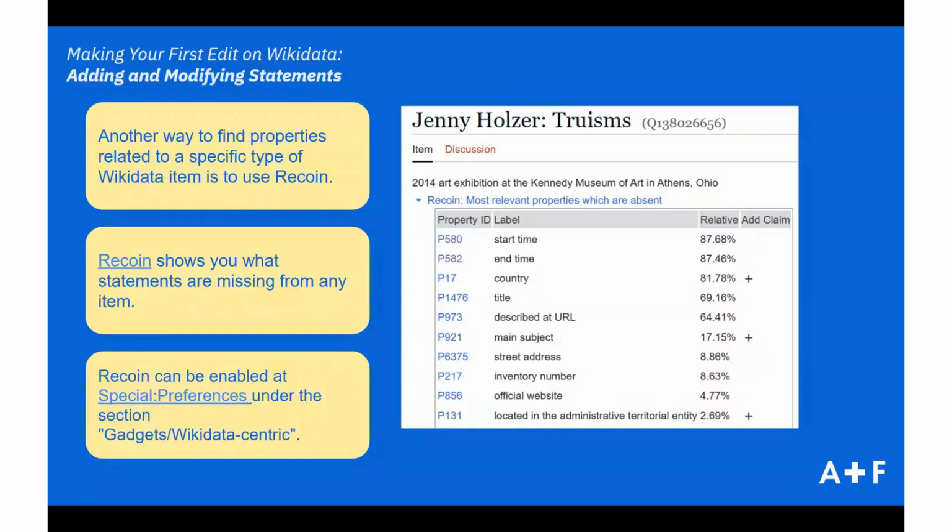Another way to find properties related to a specific type of item is to use Recoin. This gadget must be enabled at Special Preferences under the section Gadgets Wikidata Centric. Once enabled, it will appear on every Wikidata item and suggest most commonly used properties that are missing from an item.